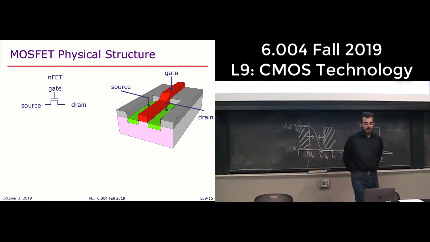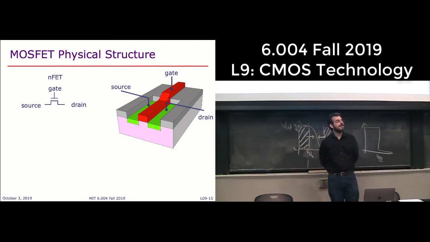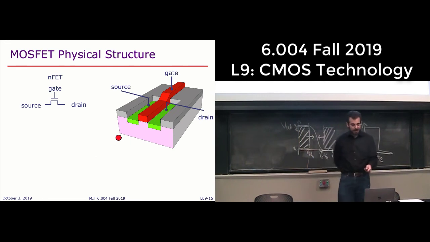So here's how a transistor looks in a 3D schematic. You actually have a slab of silicon over here, and then you have the two diffusion terminals, source and drain, and a gate terminal. The gate terminal is right here in the middle.